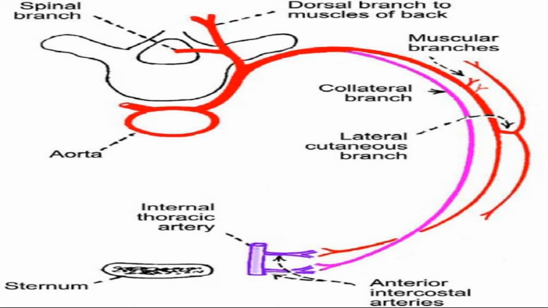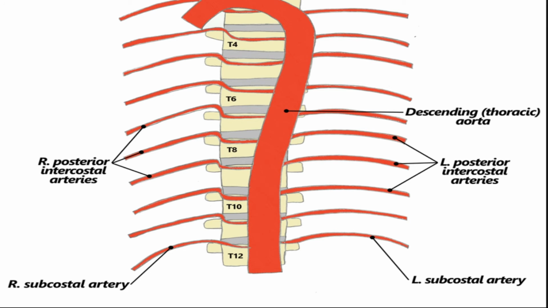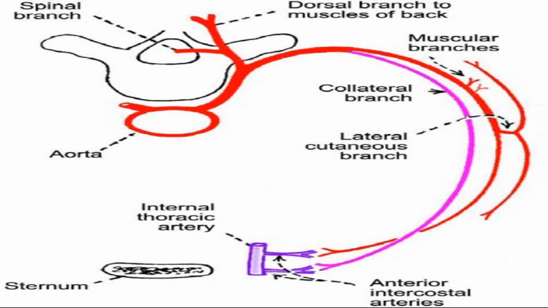Let me show you. The descending aorta is giving the posterior intercostal branches. Now, because the descending aorta descends on the left side, naturally the left posterior intercostal artery is smaller than the right posterior intercostal artery. As the posterior intercostal artery exits, it gives two rami, an anterior ramus and a posterior ramus.